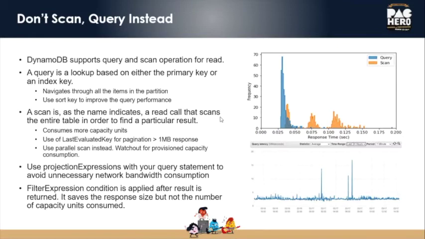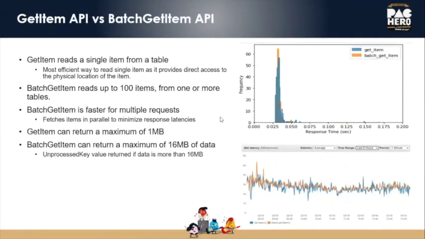And next, we'll move to the get item API versus batch get item. Again, confusing names.